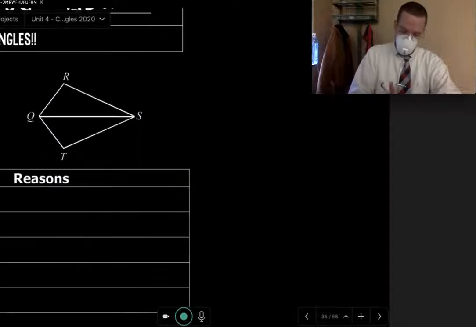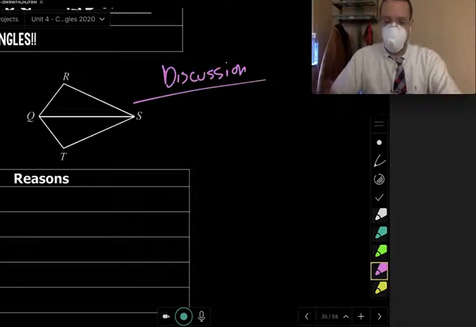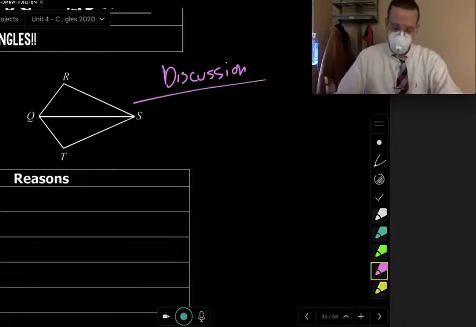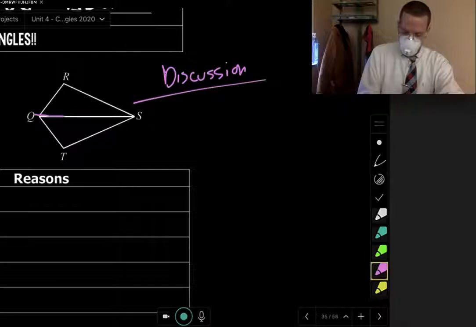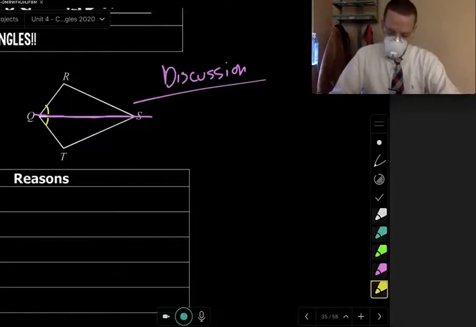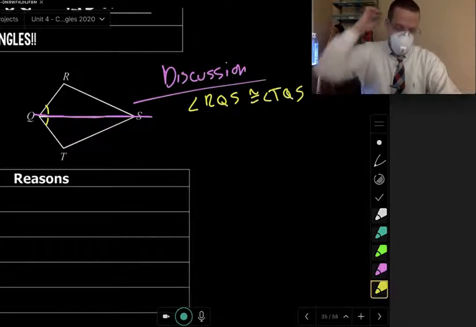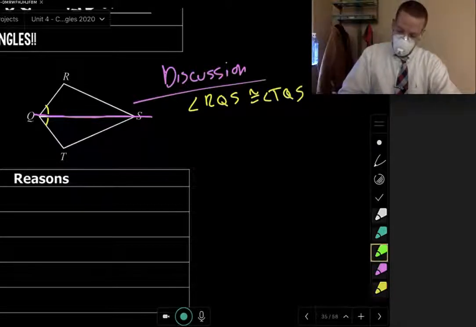Now, bisectors, let's have a discussion. Bisectors do something to an angle. It cuts it directly in half. So if SQ is our bisector, that means it's cutting this angle in half. When things are cut perfectly in half, they are the same. So we're going to have angle RQS is congruent to angle TQS. So these two angles here in yellow, angle 1.